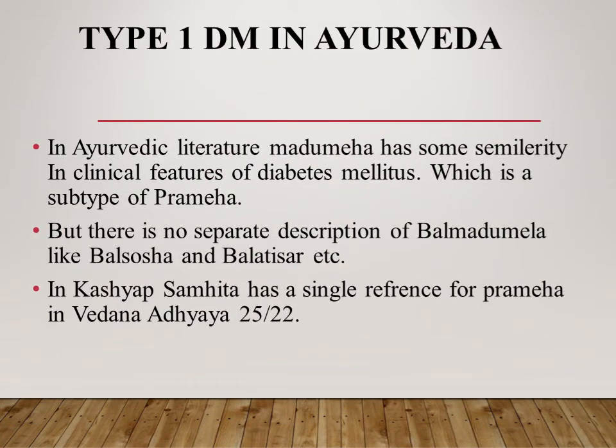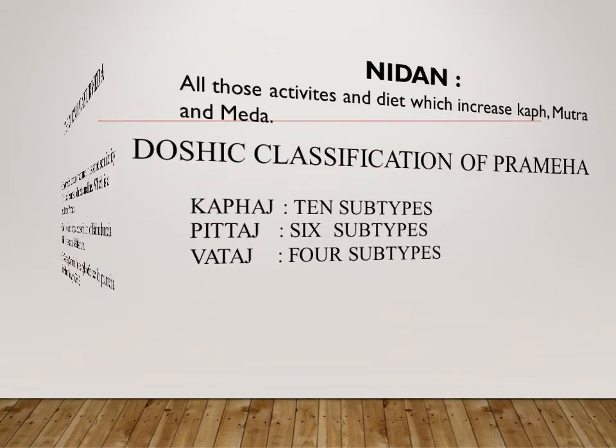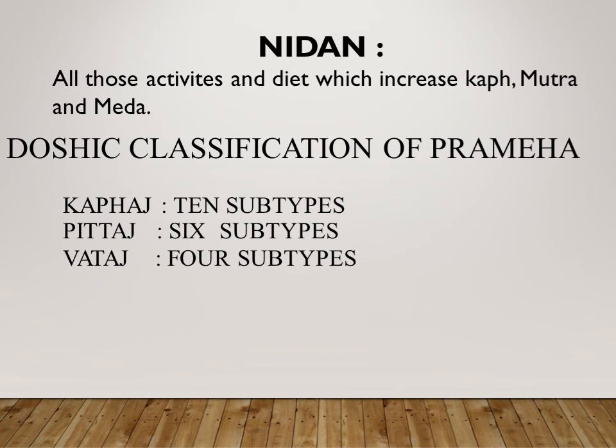Type 1 diabetes mellitus in Ayurveda is defined as Madhumeha. In clinical features, diabetes mellitus is a subtype of Prameha, but there is no separate description of Bal Madhumeha like Bal Shosh or Bal Atisar. Kashyap Samhita has a single reference of Prameha in Vedana Adhyaya 25th. Nidan: all those activities and diet which increase kapha, mutra and med are considered for Madhumeha.